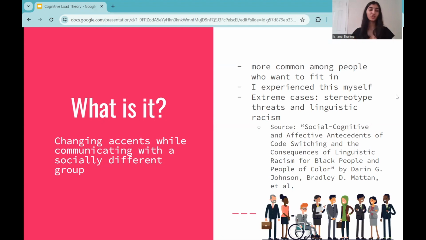Accent-based code switching is changing one's accent as they talk to different social groups. This practice usually takes place among people who do not feel comfortable talking in their natural accent and alter it so that they fit in with the people around them.